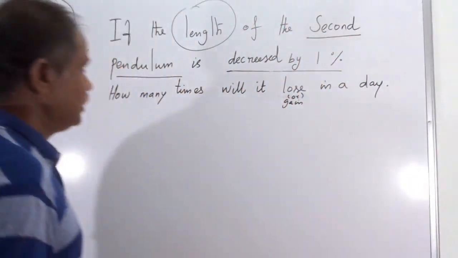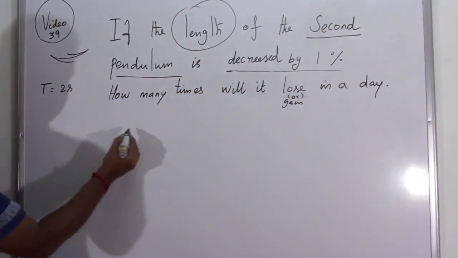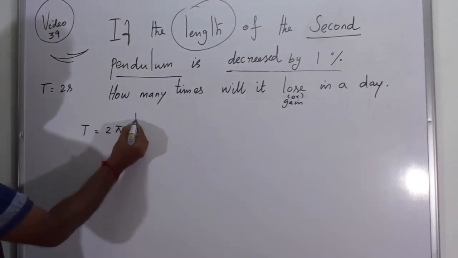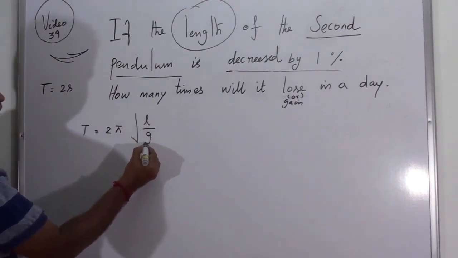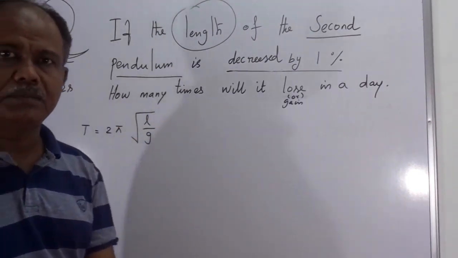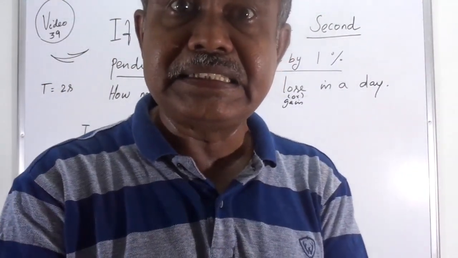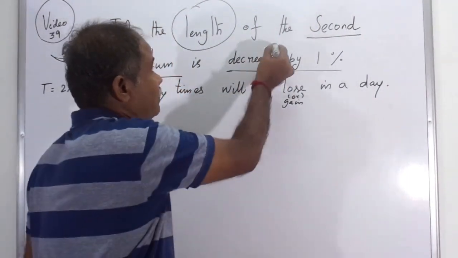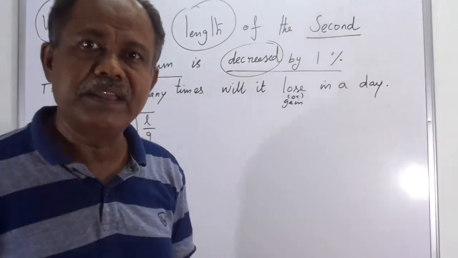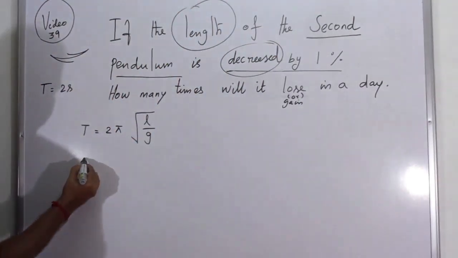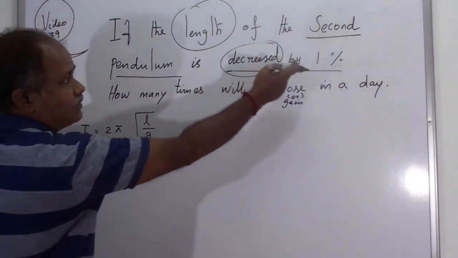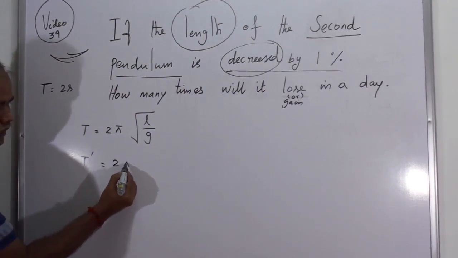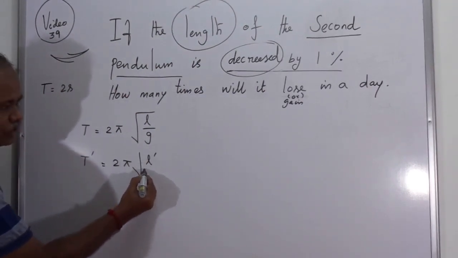Okay? Yes. The time period. So what is the formula for time period? Time period T is equal to 2 pi under square root of L by g. It's the time period of the simple pendulum. What change has to be done here? The only thing is the length is decreased by 1%. Then the new time period, after decreasing the length by 1%, T dash is equal to 2 pi under square root of L dash by g.